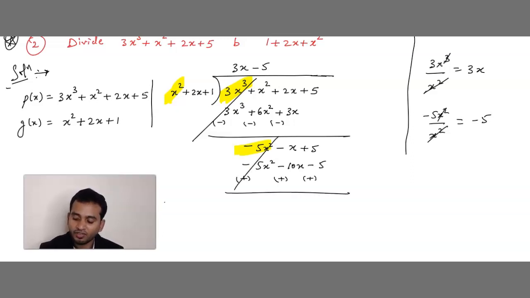Now we can see a plus 5 minus 5 get cancels. Okay, this is plus 10 and this is minus 1. 10 minus 1 is 9x. Plus 5 is plus 10.